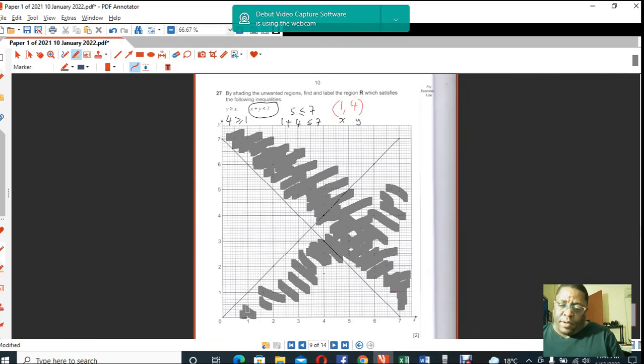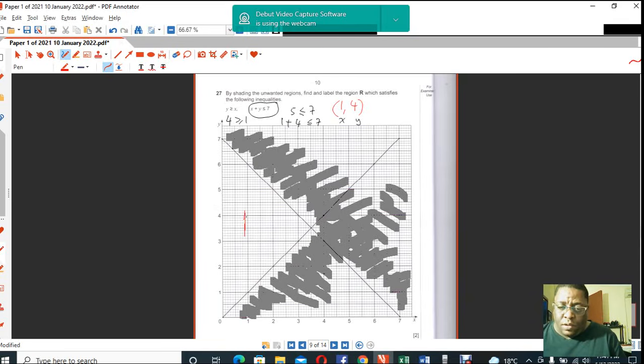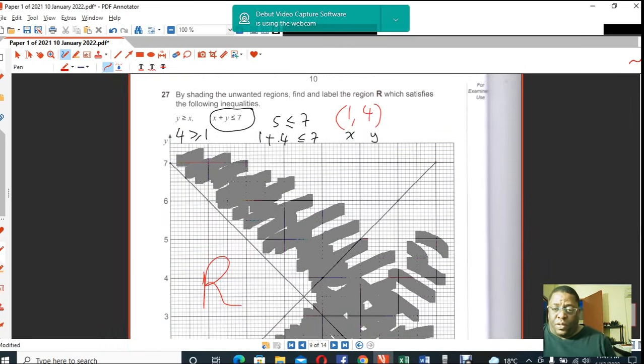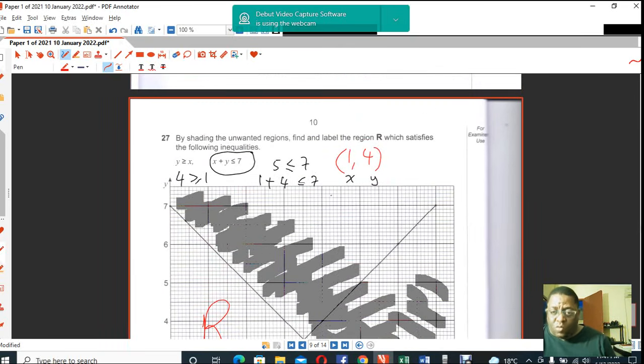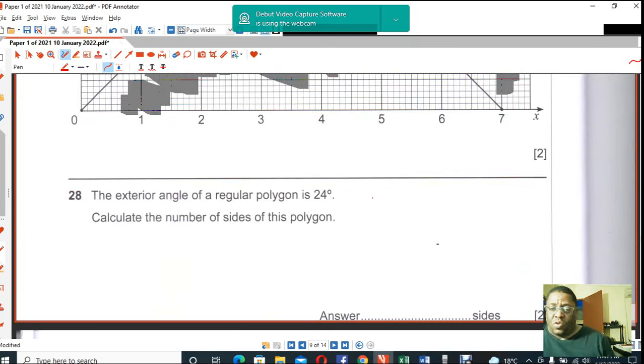At the end of the day, you would be left with a region R, which happens to be this particular region. And that is where your R is supposed to be. So you just pick a random point and you see, because you're supposed to shade the unwanted regions. So, the unwanted regions. Hope you got that one. And for 2 marks in the exam, you scored that.